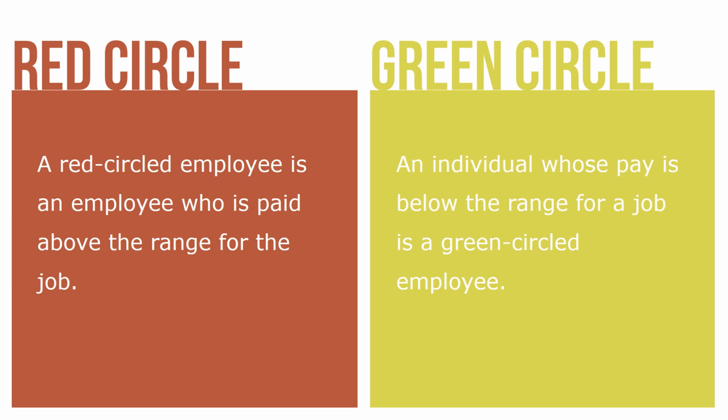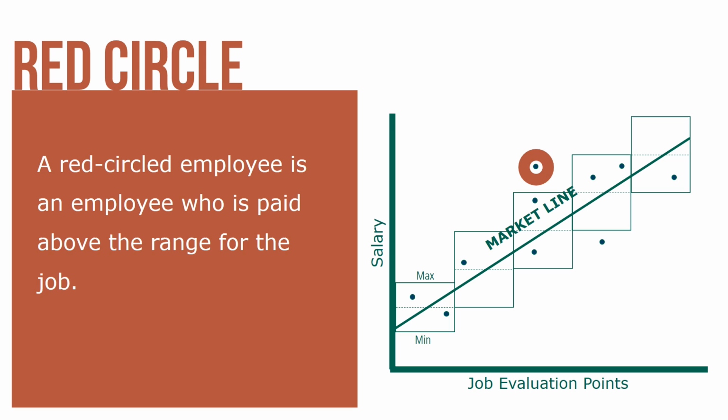Let's take a look at both situations. A red-circled employee is an employee who's paid above the range for the job. For example, assume that an employee in grade 3 has a current pay rate of $13.50 per hour. But the pay range for grade 3 is $8.98 to $13.02 per hour. The person would be red-circled, and proper administration of the pay system would make the employee ineligible for a pay increase. Several approaches can be used to bring a red-circled employee to the pay line.